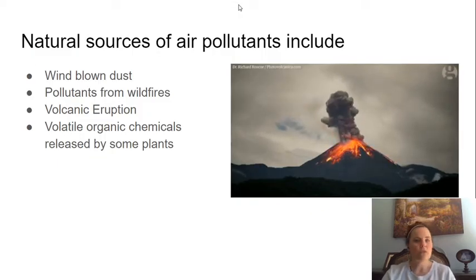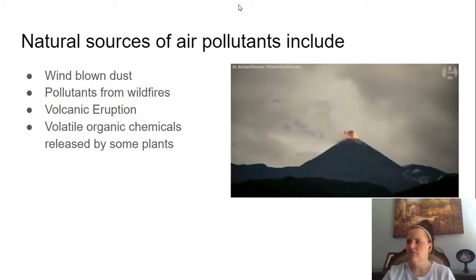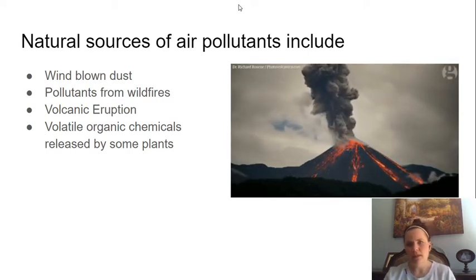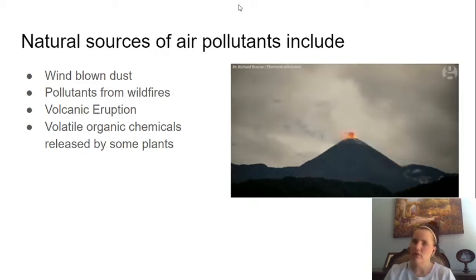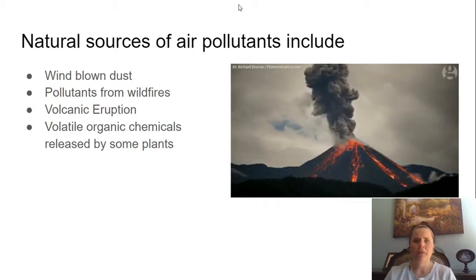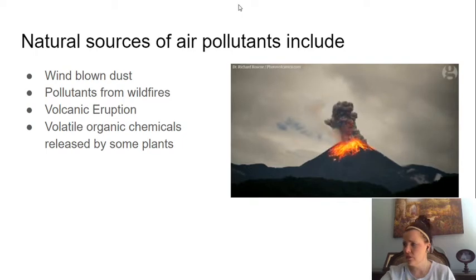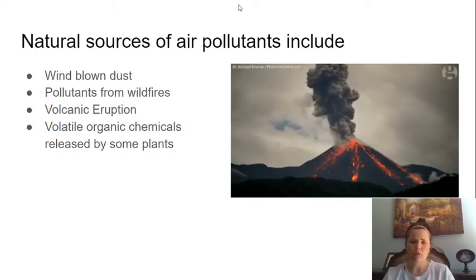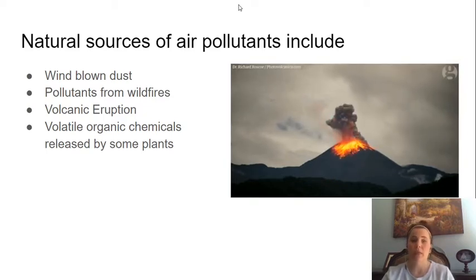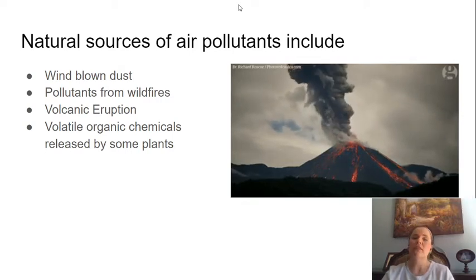So, natural sources of air pollutants are also in things that you would expect, like a big volcanic eruption. That would be tons of air pollutants. You can't be around that. I know that in Hawaii, with the lava flows, they're trying to keep everybody away from that because of its pollutants. So wildfires, volcanic eruptions, dust in the winds, volatile organic chemicals. So these are the VOCs.